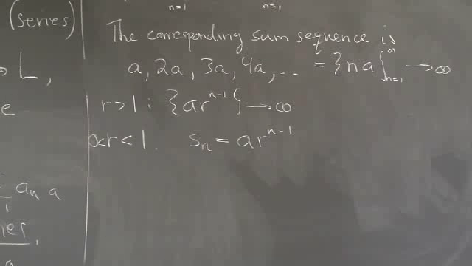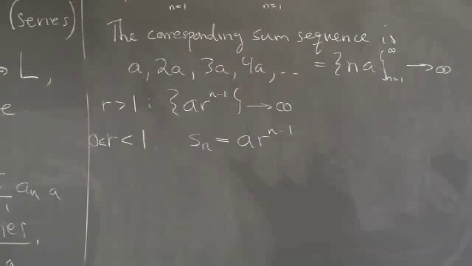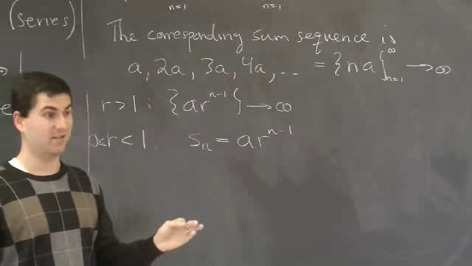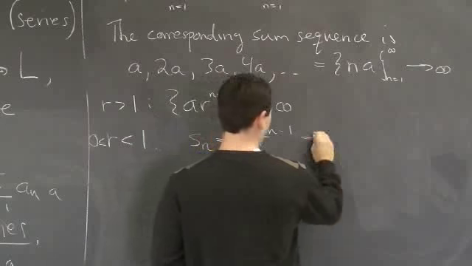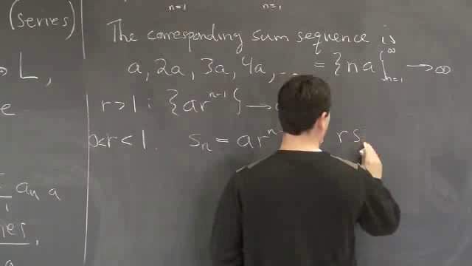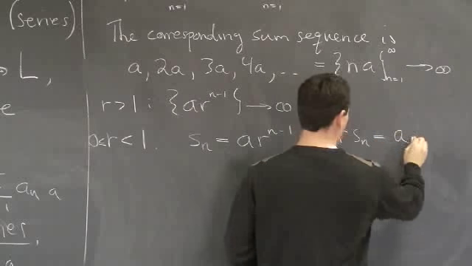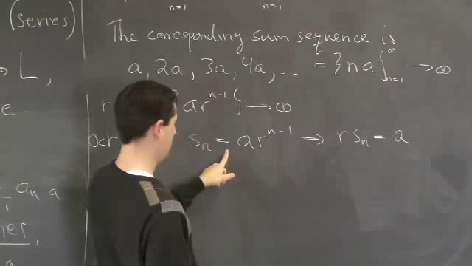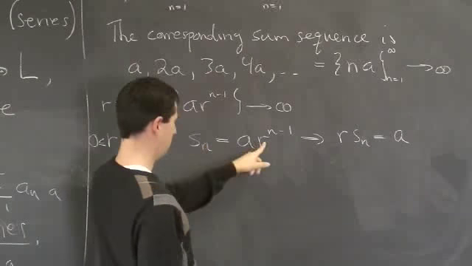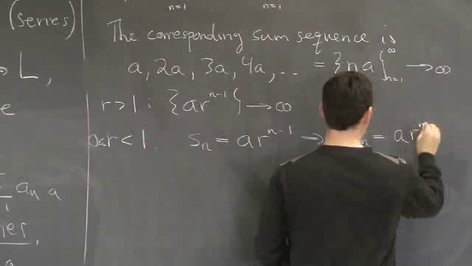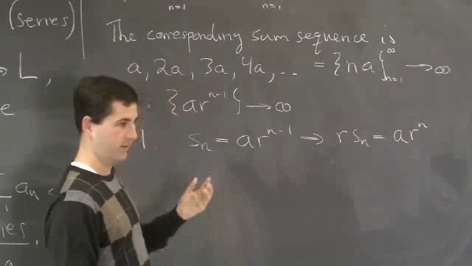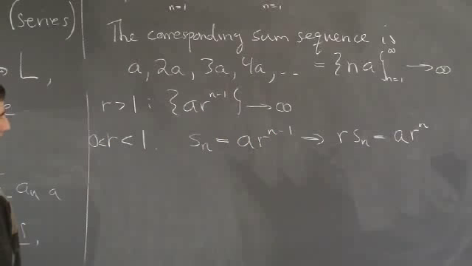Okay, so now I'm going to play a trick. Right? Here comes a trick. I'm going to multiply both sides by r. Why? Because it's a trick. So r times Sn is equal to what? A times ar to the n, right? Because I'm multiplying. I had r to the n minus 1, and when I put one more r, it becomes r to the n. There's n r's instead of n minus 1.